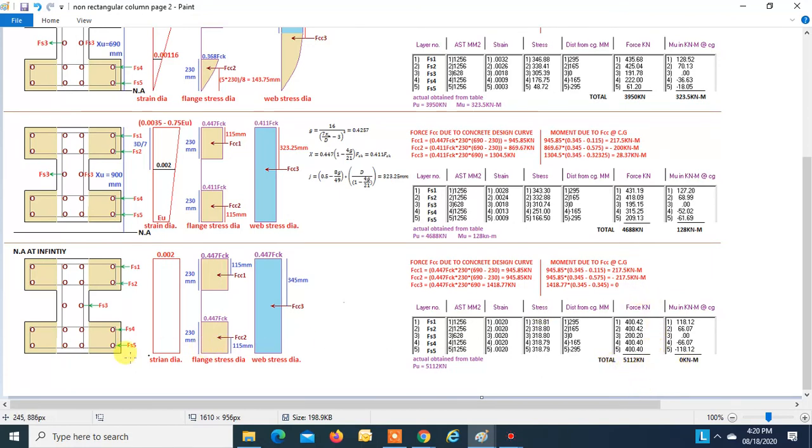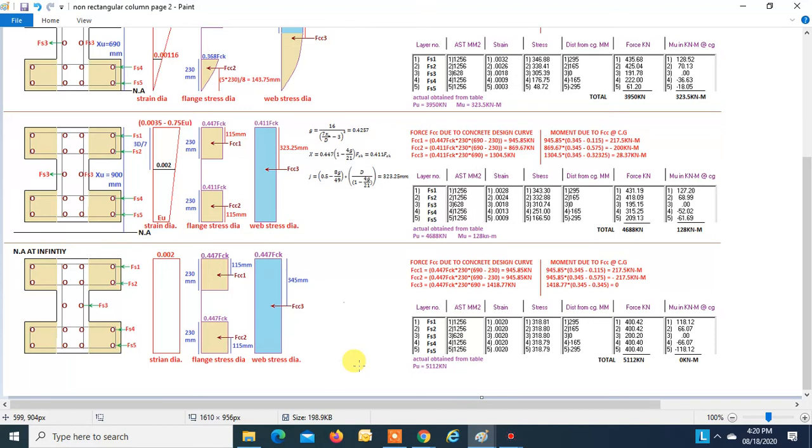Okay, when the neutral axis is at infinity, then we get the maximum compression force that the column section can carry, which is found to be 5112, and which also matches with the Octave. So these are the basic fundamentals for development of PM interaction diagram for non-rectangular sections. You can have I-section, cross section, or elliptical section. The fundamentals remain the same.